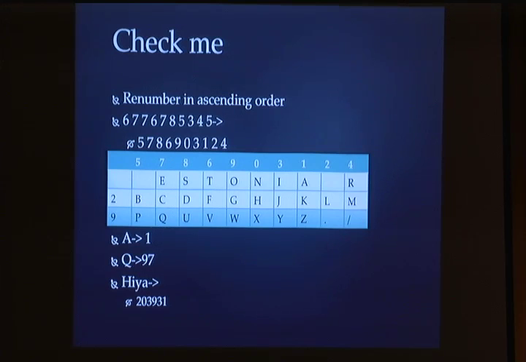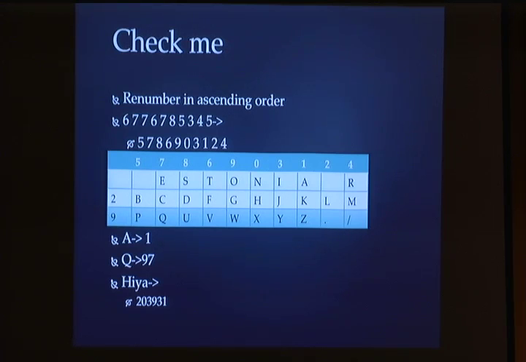And so what you would then do is you could encrypt via this checkerboard. So A goes to 1 because it's just there, and Q goes to 97. So you can see it's on the second row, so it starts with 9.